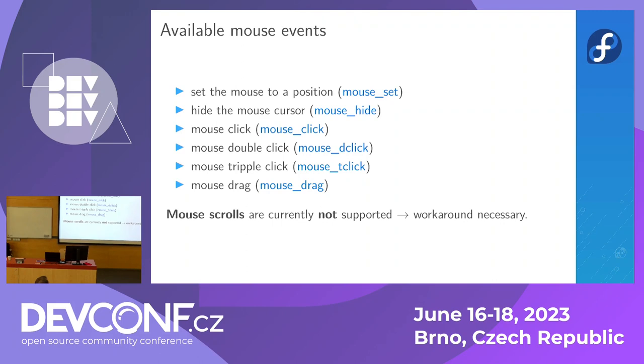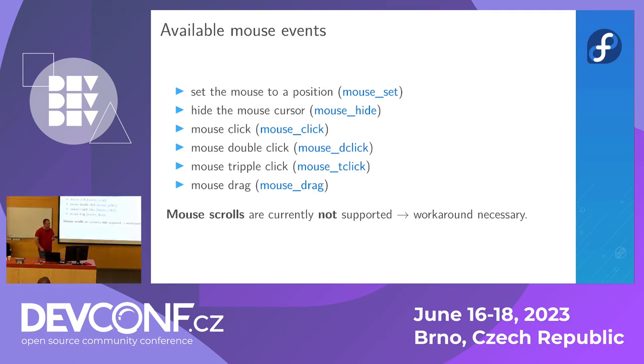You can hide the mouse cursor, move it out of the screen, because sometimes you don't want that cursor to affect the process of the test. You can click on the mouse, you can double click, you can triple click. For each of those commands, you can select the button to click, whether it's the left, the middle, or the right button, and how long it should be clicked, but I don't want to go that deep right now. And you could also do a mouse drag, which means you start at some point, you hold the mouse button, and you drag to another position.